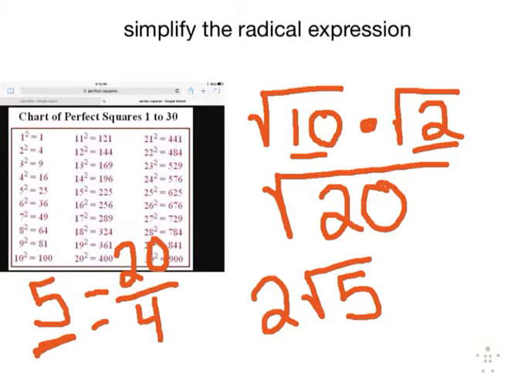Remember, when you're doing the perfect squares, the number that you're dividing by is always the number that's going to be moved to the outside. It would be whatever the perfect square is on your chart. So the perfect square of 4 is 2.